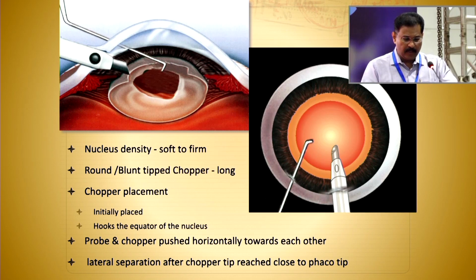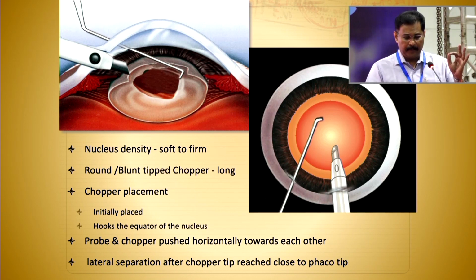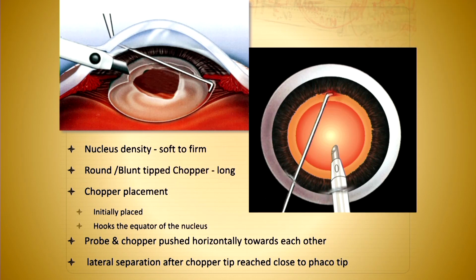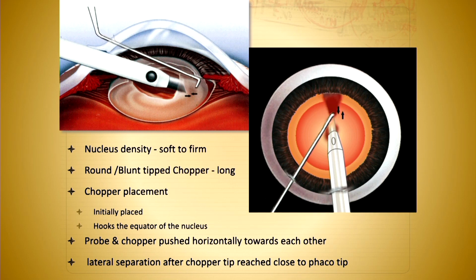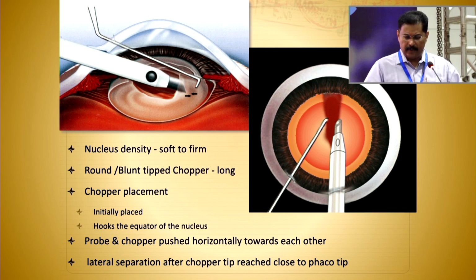So next comes horizontal chopping. Here we use the blunt chopper. So place the blunt chopper through the cortex under the rhexis margin at the delineated equator of the nucleus, and then go into the nucleus, hold and bring those two instruments close to each other and laterally separate. This is the basic concept of this one. So it is very simple and straightforward like this.